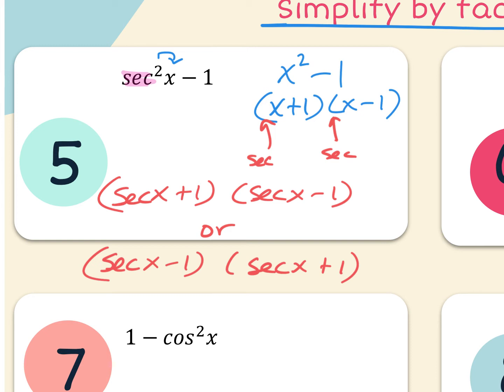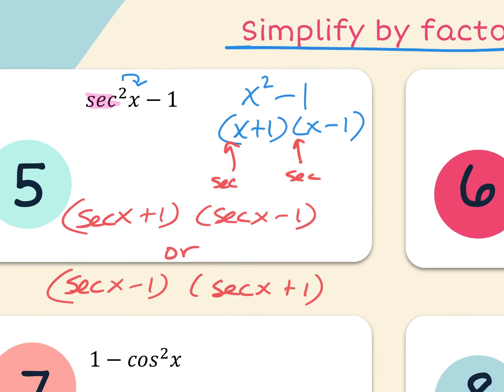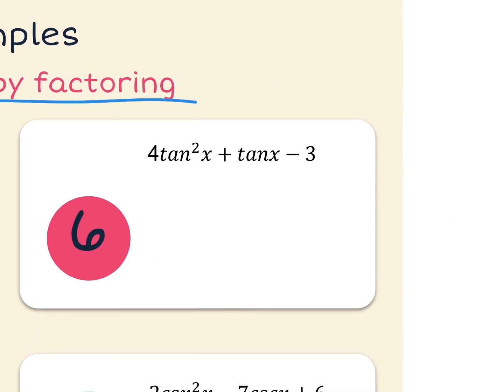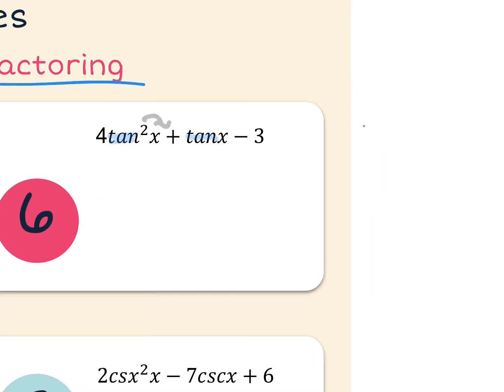Then number 6. This is actually a trinomial. Now, remember, we need to get this into standard form. It already is for us. So again, if you want to think about factoring this without the word tangent in there first, the exponent will go back onto the x. So what we're really factoring here is 4x squared plus x minus 3.